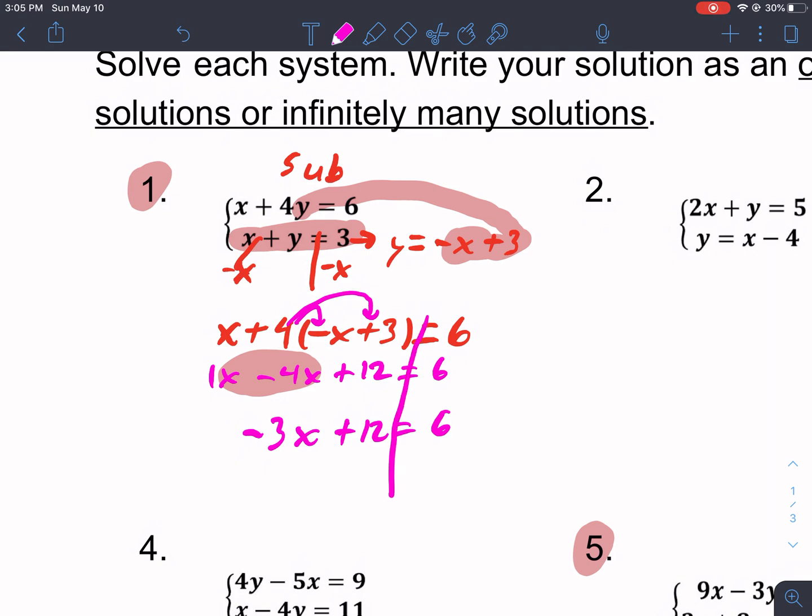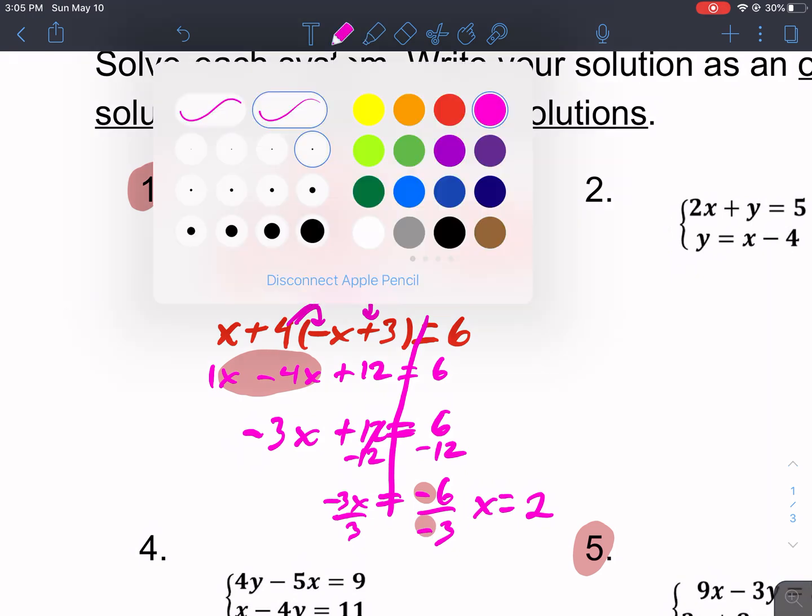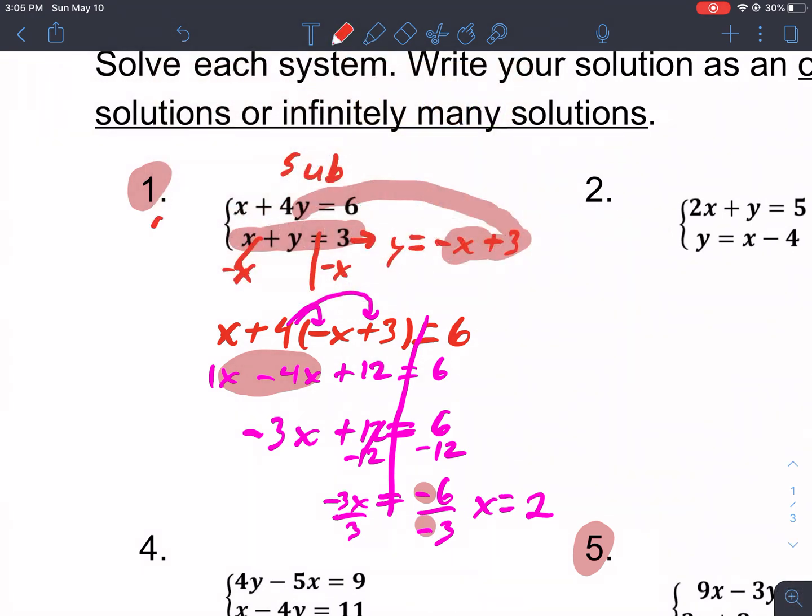I'm going to subtract that 12 from both sides, because the goal is to get the x by itself. Sorry, my equal signs are coming out really ugly, I'm going to fix that. Negative 3x equals negative 6, which gets you a really nice number: x equals a positive 2. Remember, same signs get you positive answers. So that's our first value, 2.